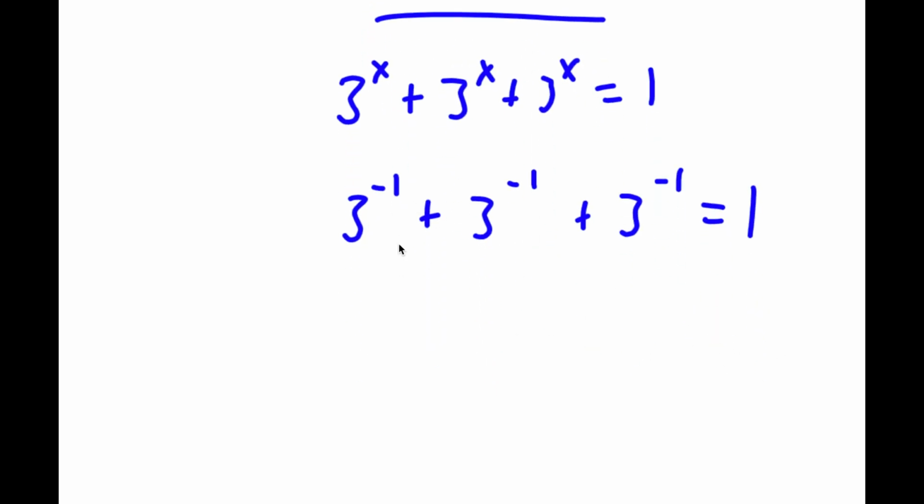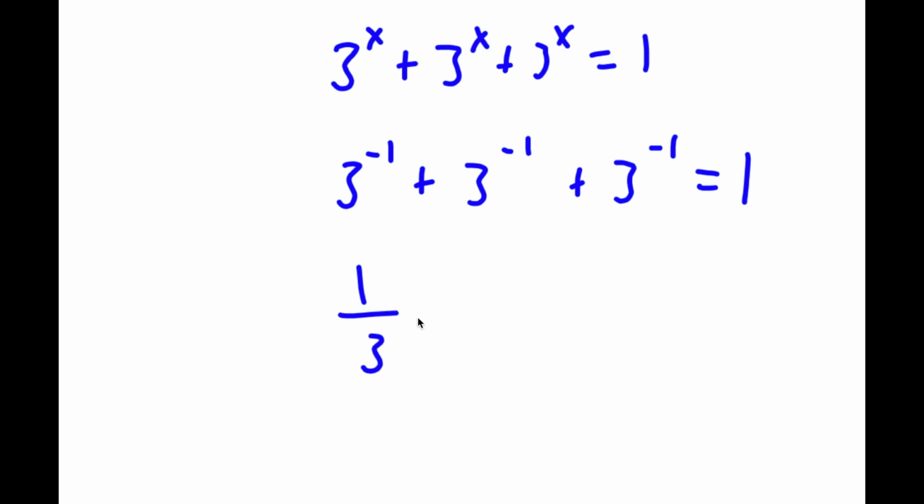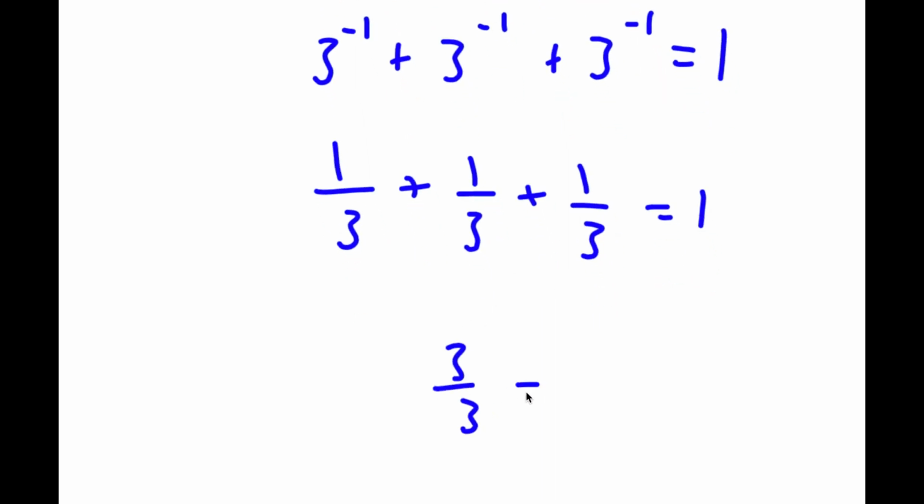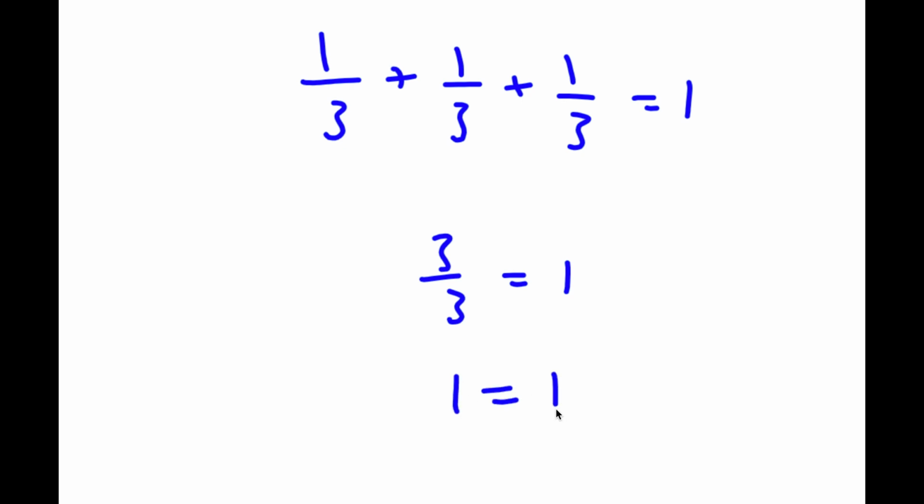3 to the power of negative 1 is the same thing as 1 over 3, so I have 1 over 3 plus 1 over 3 plus 1 over 3 is equal to 1. 1 over 3 plus 1 over 3 is 2 over 3, 2 over 3 plus 1 over 3 is 3 over 3, so I have 3 over 3 equals 1, 3 over 3 is 1, so I have 1 equals 1, and this is right, so my answer is right.